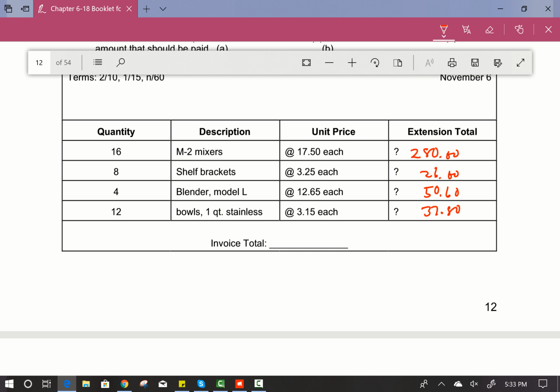Okay, so the invoice total, I'm going to add those up, is $280 plus 26 plus 50.60 plus 37.80. That equals $394.40. Okay.